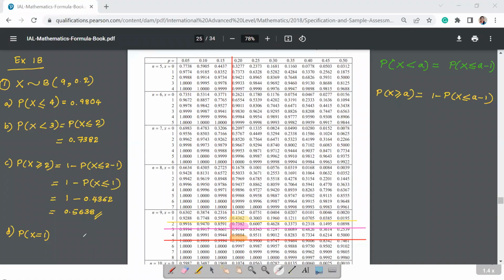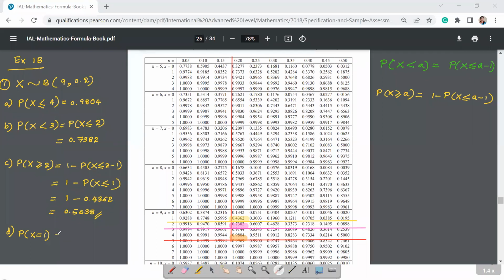Okay, so in part D, you're supposed to find the probability x is equal to 1. Now, wait, how do we get the probability x is equal to 1? This table gives you the less than or equal probabilities, right? You don't get any direct probability, other than the very first probability where x is 0. Every other probability you get is an addition. So how do you get a single probability?